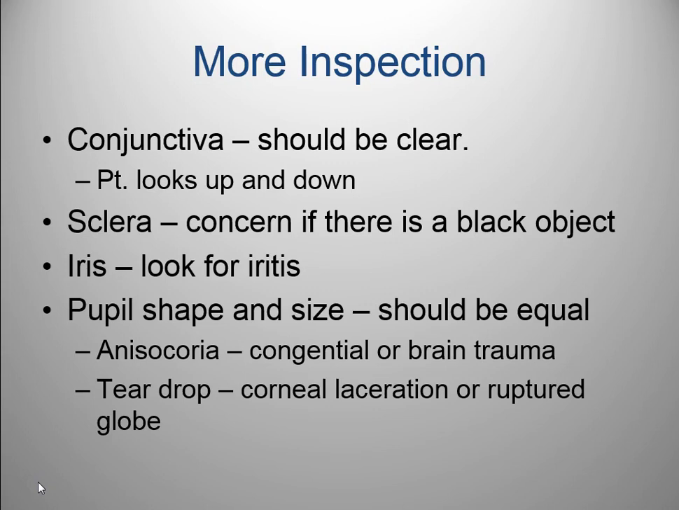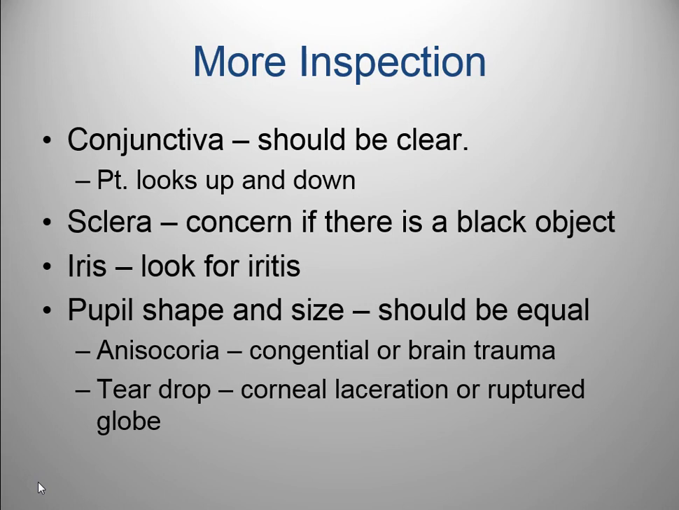You want to look at the sclera. If there is a black object in the sclera, that is not good. In the iris, you would look for irritation of the iris. And most importantly, you want to look at the size and the shape of the pupil. Okay, it should be equal. If you have anisocoria or a teardrop-shaped pupil, say that 3 times fast, teardrop-shaped pupil, that could be an indication of a corneal laceration or a ruptured globe. So these are all things to look at.